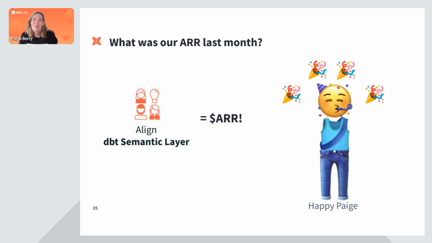So, all right, here's what happened. We put all of the metrics for the business overview dashboard into the semantic layer and launched it, first with the executive team and then with the company. And then the next time somebody wanted to know what ARR was or how many customers we had last month, I was able to share the link to the dashboard with the metric and know that it was right.